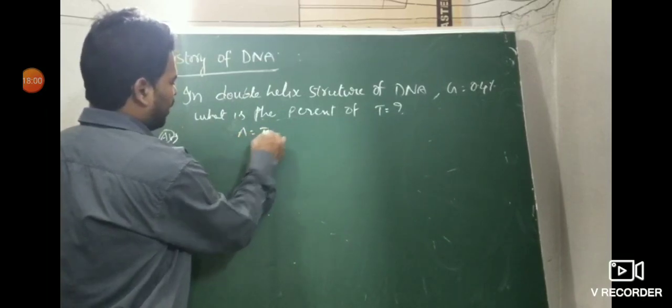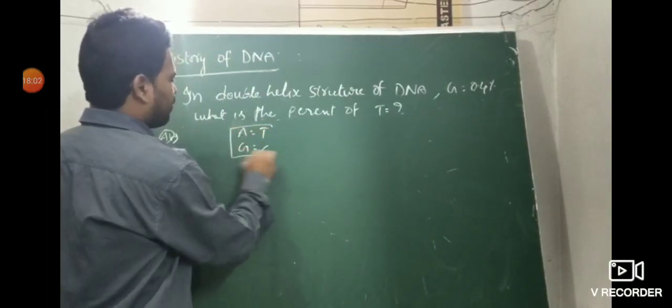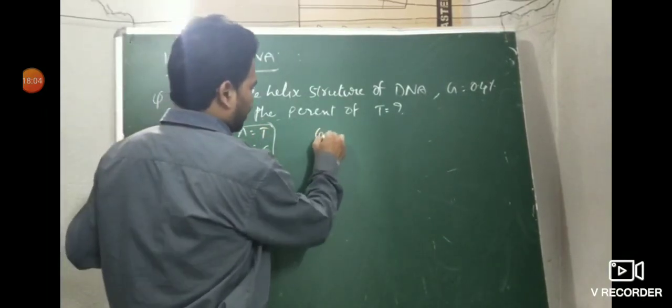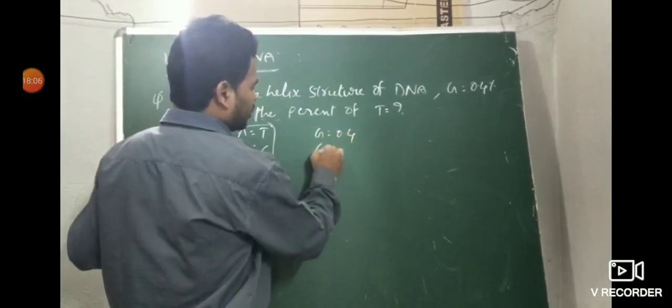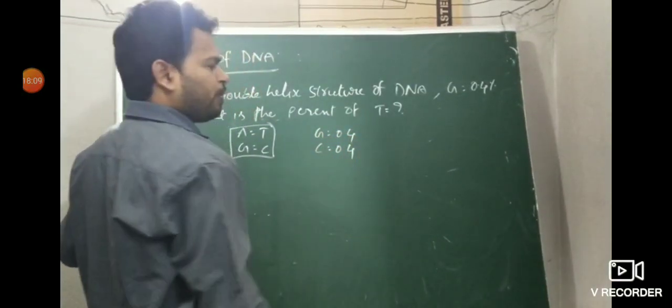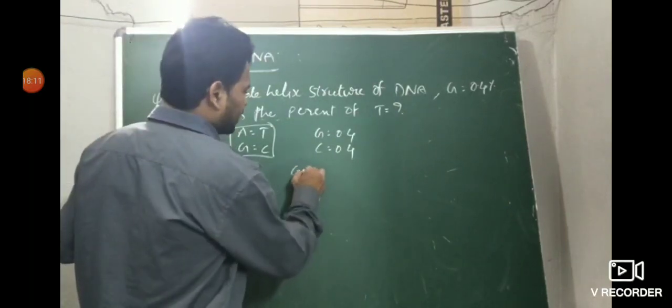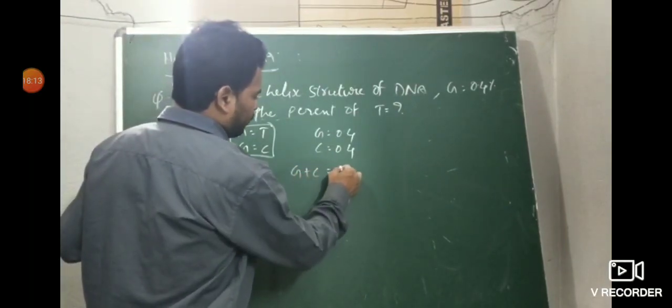Adenine equals thymine, guanine equals cytosine. This is a basic concept we know. Guanine is given as 0.4, then cytosine is also 0.4. Then G plus C equals 0.4 plus 0.4, which is 0.8.